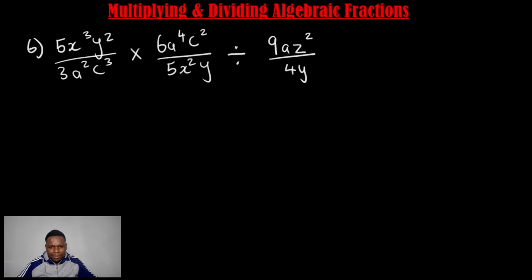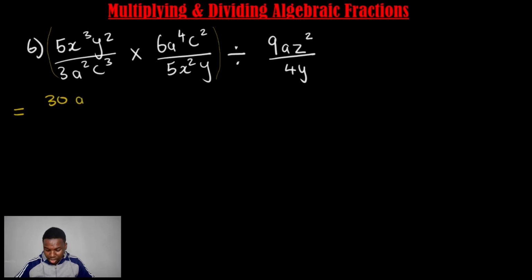The last problem that we'll be looking at for today's video is this very complex one. We see that it has multiplication and division, and we're going to work it in parts. So I'm going to work the multiplication first. So we know that we combine the numerators and the denominators. So 5 times 6 gives us 30. We're going to write in alphabetical order.